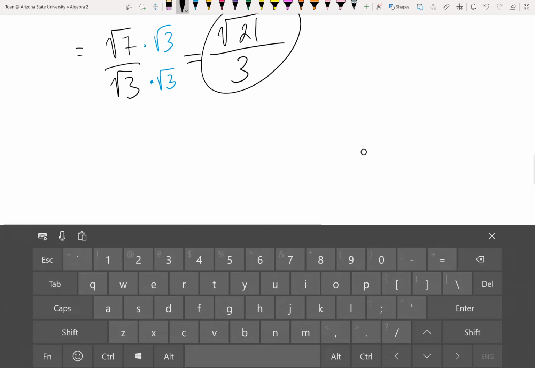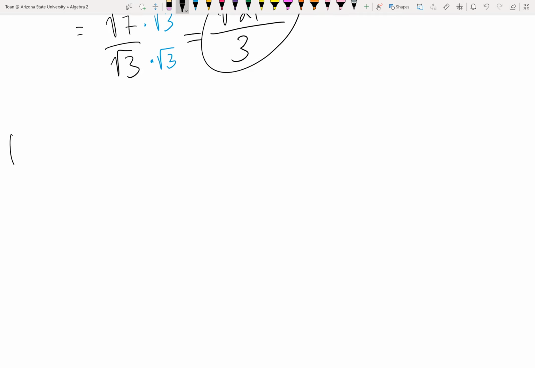What if I have a binomial, right? So what if I had something like this? I wanted to simplify 4 over 5 plus rad 3. So in this case, I hope we notice that we do have a radical in the denominator, so that's something we have to take care of.